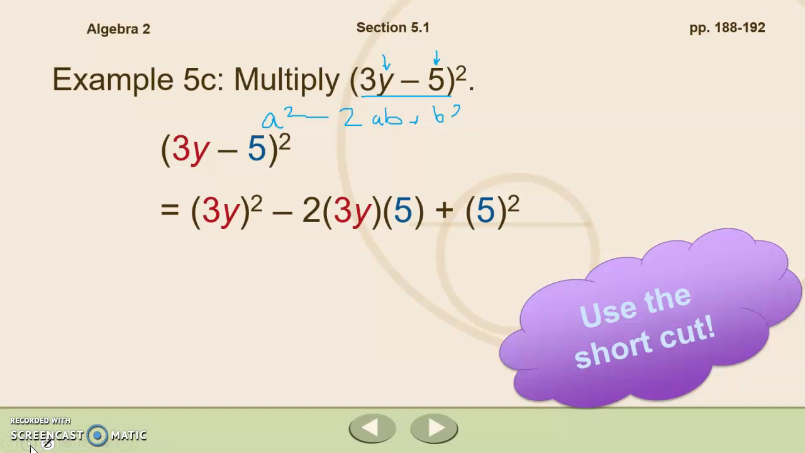Let's plug those in. Just like before, we're going to then simplify, and we end up with 9y squared minus 30y plus 25.